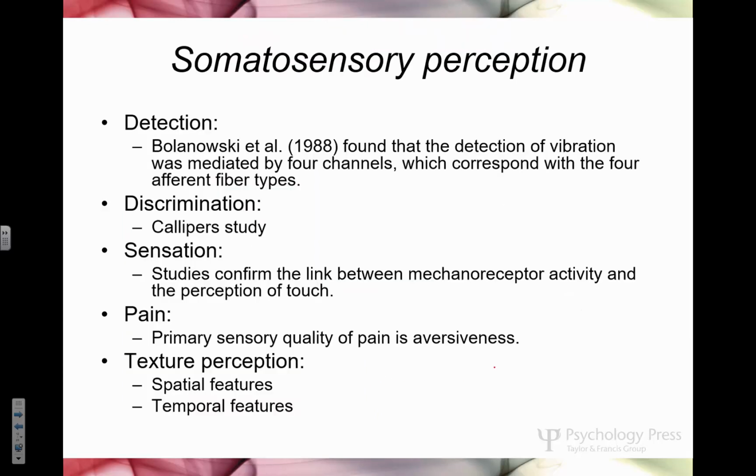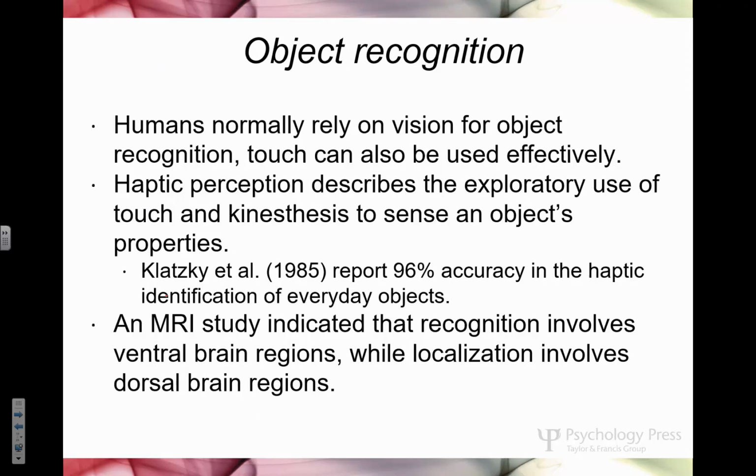So there you go. Cortical magnification. Somatosensory, don't worry about this too much. Object recognition, right? That's pretty cool. Folks, it's called haptic perception, right? So you can use touch and kinesthesis to figure out things, right?